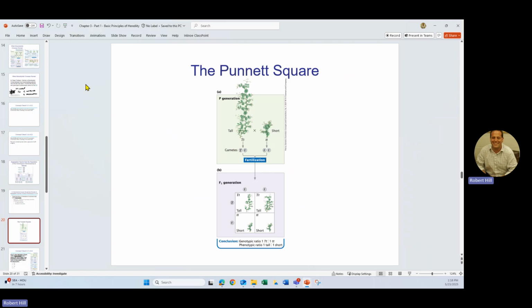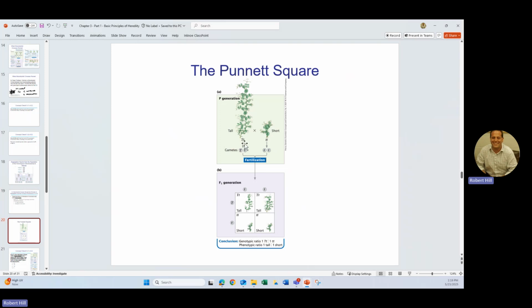We've already done our monohybrid cross over here. That's what this is assuming. And our test cross gives our results. And you can see they are 50%, right, heterozygous and 50% homozygous recessive. So a 1-to-1 genotypic ratio and also a 1-to-1 phenotypic ratio.